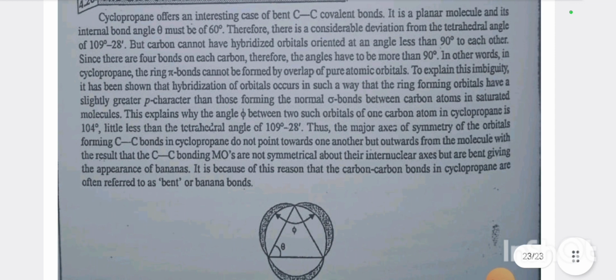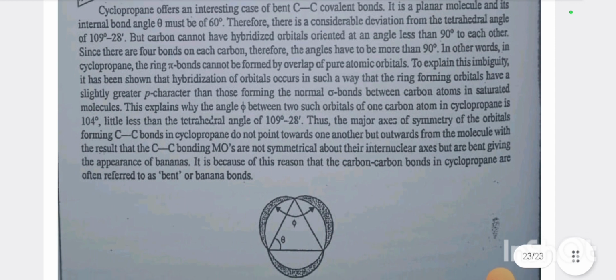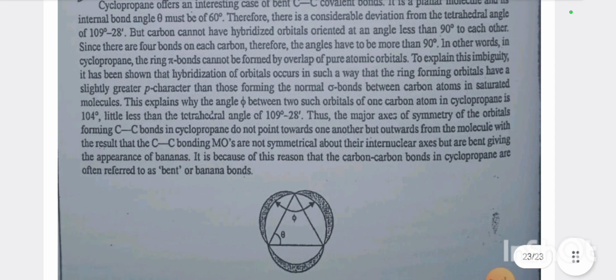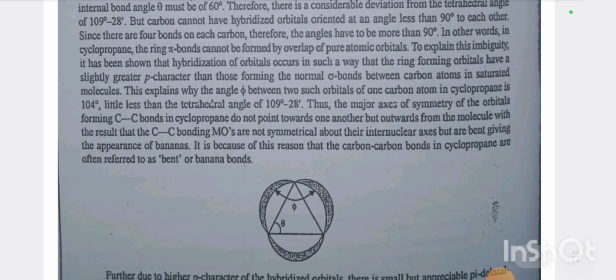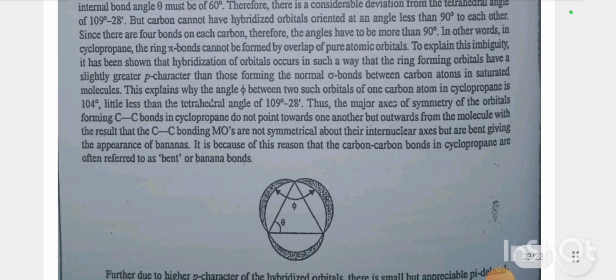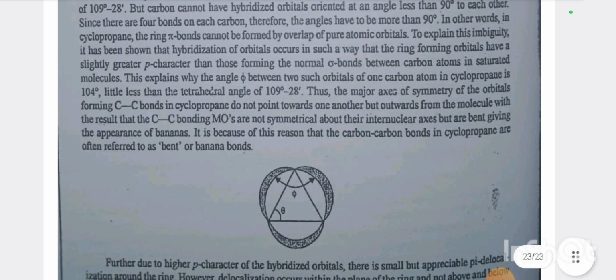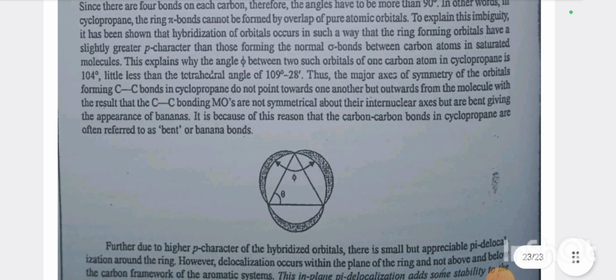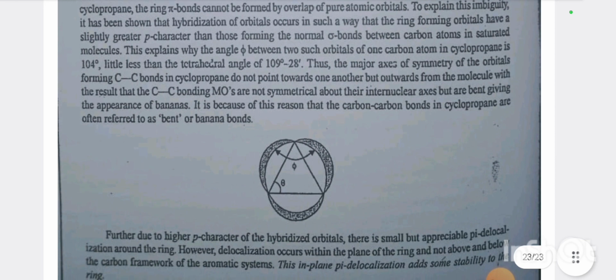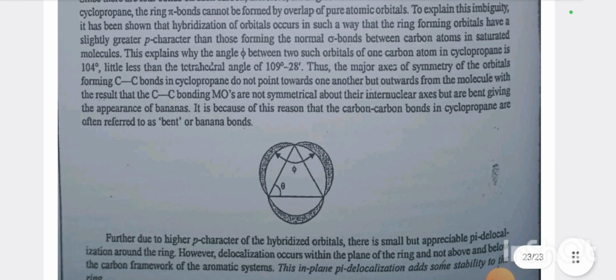The case of cyclopropane and banana bonds. Cyclopropane offers an interesting case of bent C-C covalent bonds. It is a planar molecule and its internal bond angle must be 60 degrees. Therefore, it is a considerable deviation from the tetrahedral angle of 109 degrees 28 minutes. But carbon sp3 hybridized orbitals cannot be oriented at an angle less than 90 degrees to each other, since there are four bonds on each carbon. Therefore, the angle has to be more than 90 degrees. In other words, in cyclopropane, the ring sigma bonds cannot be formed by overlap of pure atomic orbitals.